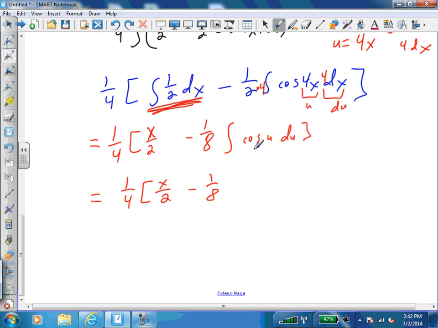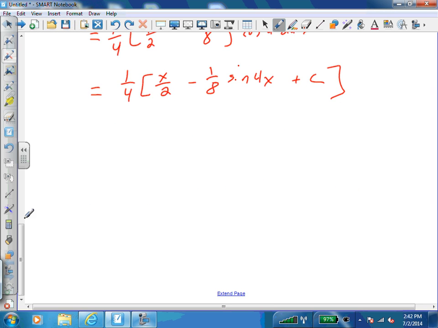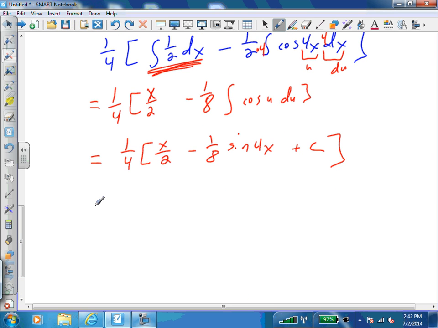What's the integral of cosine? Sine. U is 4x. So we want to get rid of those brackets. Distribute the 1/4. Get x over 8 minus 1 over 32 times sine 4x. 1/4 times c, that's just a constant, so plus c.